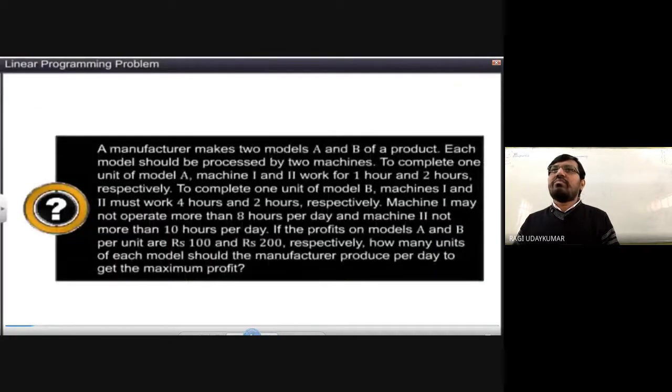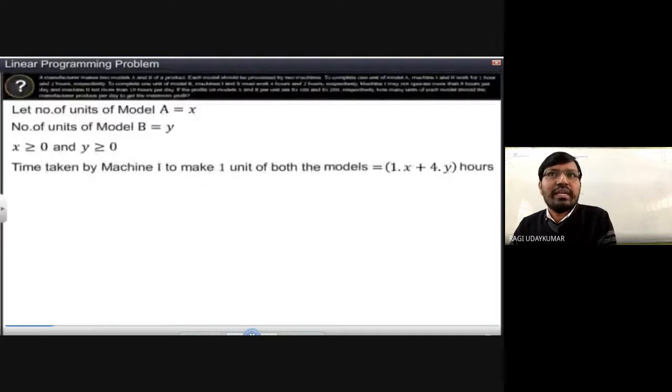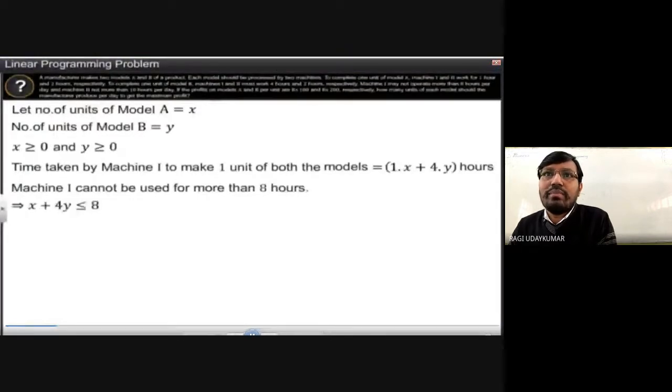See here, the manufacturer makes models A and B. At the end, what is the question asking? How many units of each model should the manufacturer produce? Model A, consider x units; model B, consider y units. Both should be greater than 0. Consider the time taken by machine 1 and machine 2 to make one unit of both models: for model A 1 hour, for model B 4 hours.